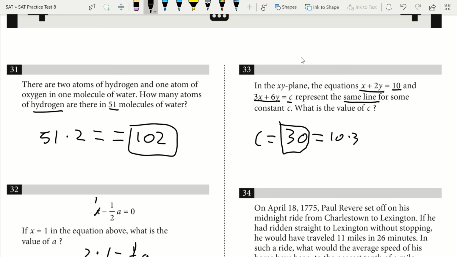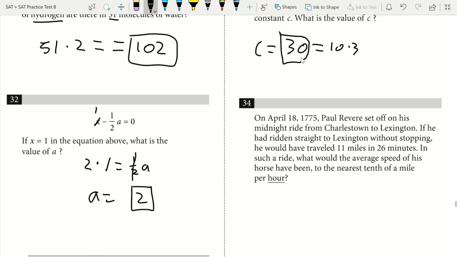All right. Question 34. On April 18, 1775, Paul Revere set off on his midnight ride from Charleston to Lexington. If he had ridden straight to Lexington without stopping, he would have traveled 11 miles in 26 minutes.